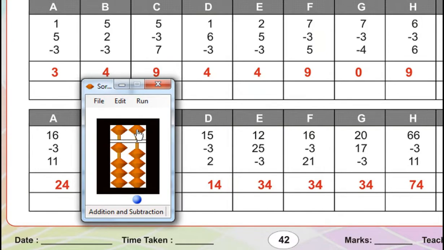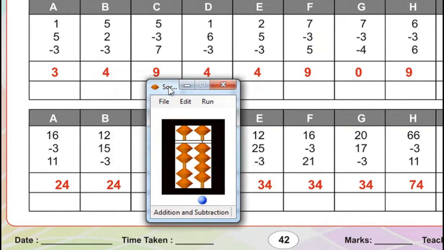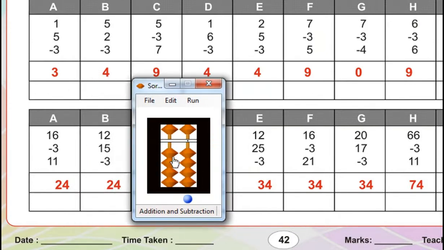Next, 16 minus 3. For that, minus 5 plus 2 and 11. Add 11. Then 10 here and 1 here. Answer is 24. Next, 12 plus 15 minus 3 minus 5 plus 2.